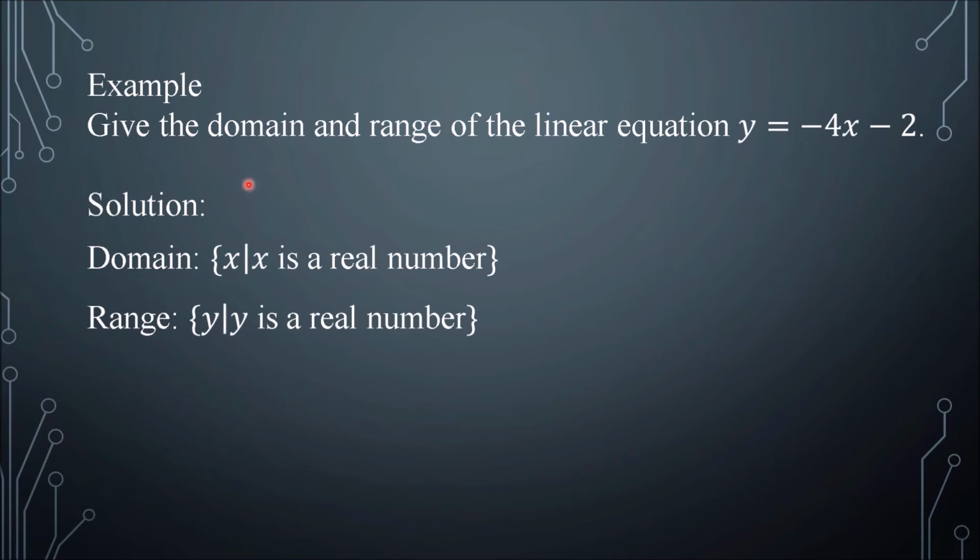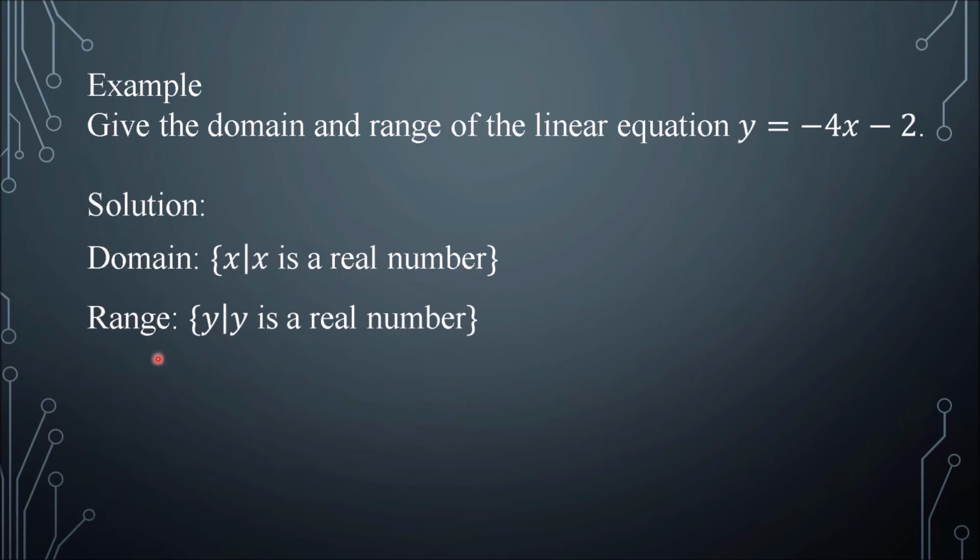Now let's have another example. Give the domain and range of the linear equation y is equal to negative 4x minus 2. So the domain here is x such that x is a real number. Why? Because any real number can substitute the value of x here. So you can substitute any real number for x. That's why the domain of this function is any real number.